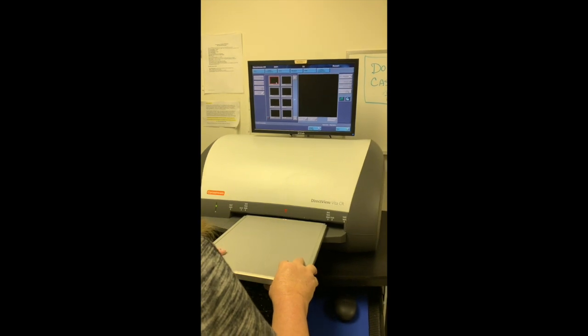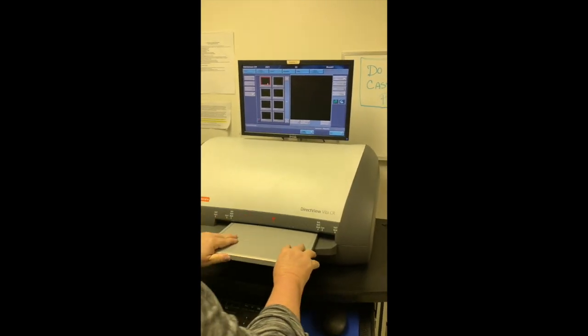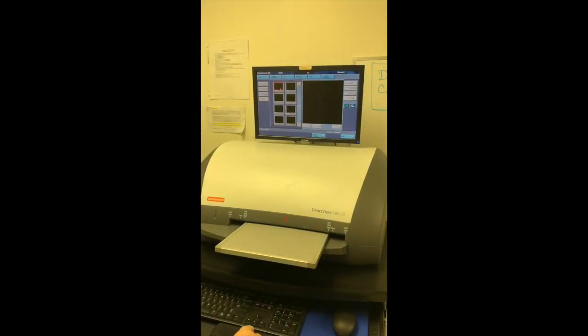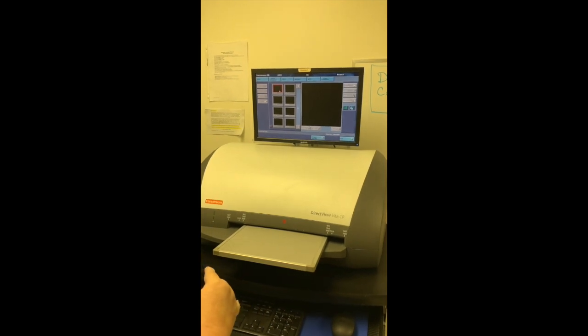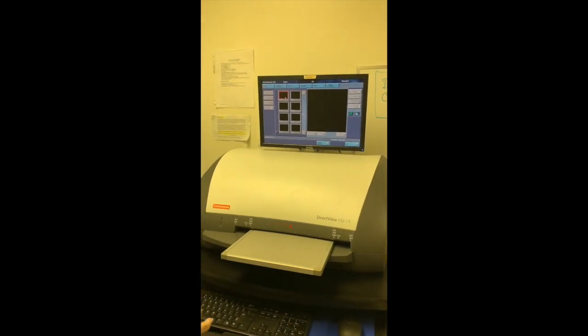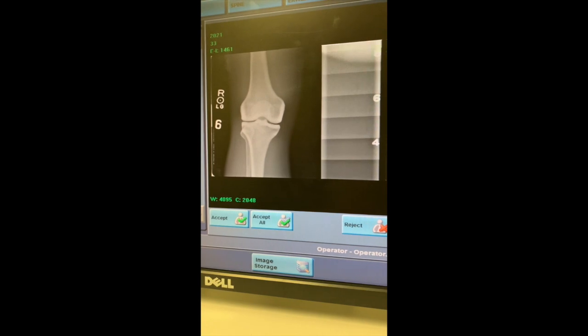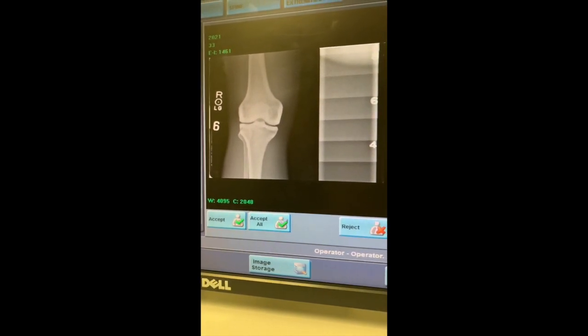Okay, so now I'm going to go ahead and put my first image in. I've already done 8 because we're going to do 4 sets for 4 groups, so I've already started that one. Now I'm going to go back and start with my second one. Okay, so I went ahead and did all 8.